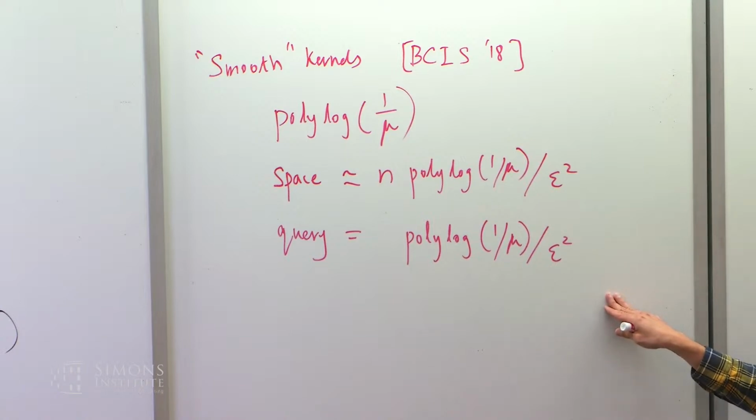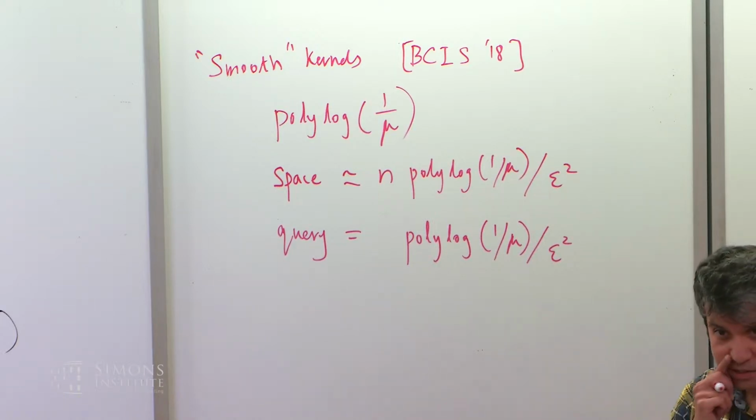Now, in some sense, this quadratic dependence on epsilon is inherent in any sampling-based approach. If you think about the basic sampling approach, you'd have to analyze the variance of the estimator and use Chebyshev's inequality. That's exactly where this quadratic dependence on epsilon is coming from.